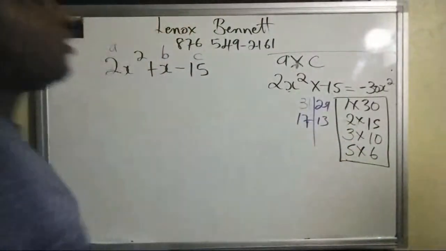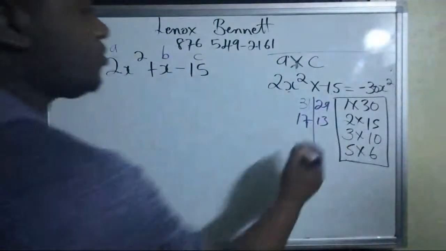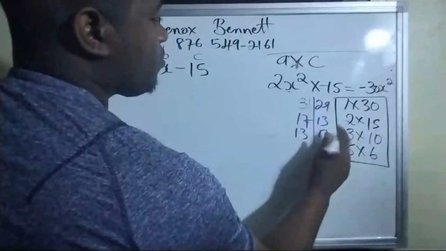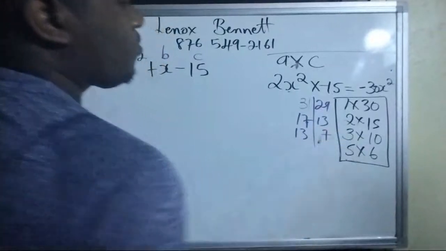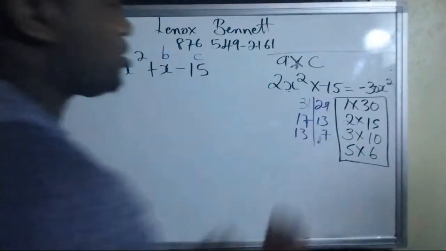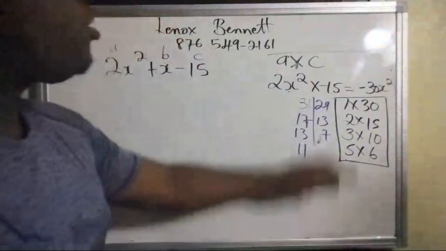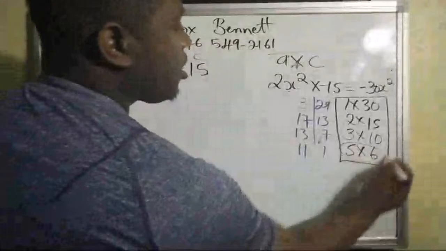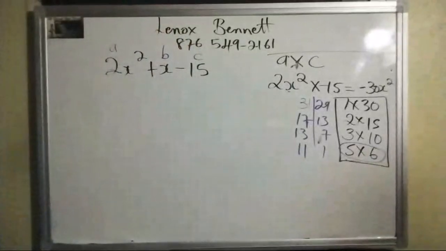Alright, 3 plus 10, that's 13. 10 minus 3, that's 7. 5 plus 6, that's 11. 6 minus 5, that's 1. So already we know that 5 and 6 are the only ones that can give you a difference of 1.